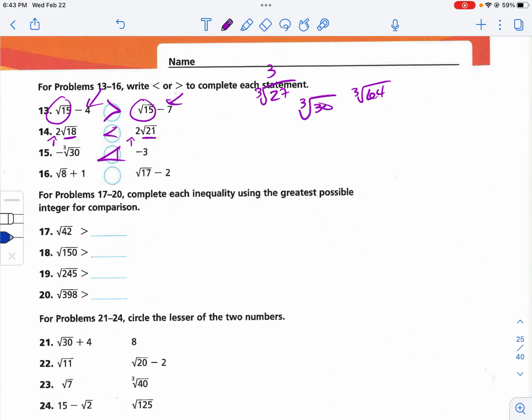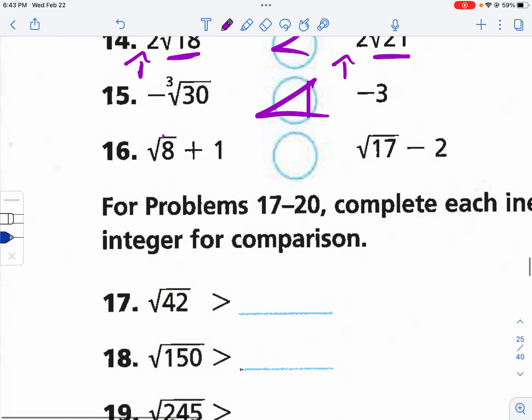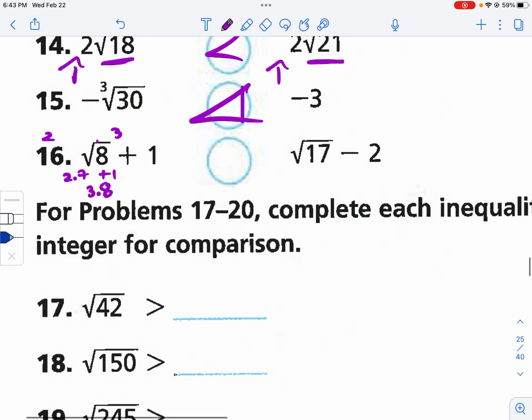Down here, the square root of 8, where do I want to write this? Can I write it over here? So 8 is going to be between 2 and 3. It's closer to 3, so 2.7-ish plus 1 gets me 3.8-ish. The square root of this is going to be 4.1-ish minus 2, get 2.1-ish, so this is going to be greater than.